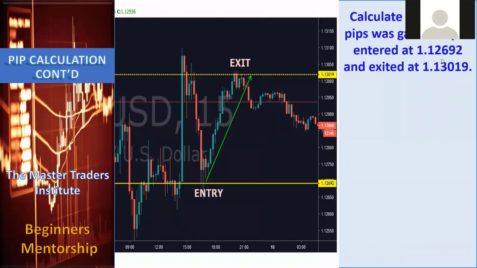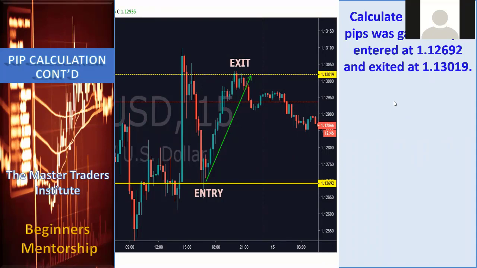So entry price 1.12692, exit price 1.13019. I'm waiting. Has anybody gotten the answer? Okay, just a minute, I'm waiting. I hope it's not only Joe that is calculating. It's pretty simple. Just deduct them from each other. You can deduct the first from the last or the last from the first. The idea is if you deduct the higher one from the lower one, you will get a negative sign, which we will always ignore. So let's know how many pips that is before I reveal the answer.